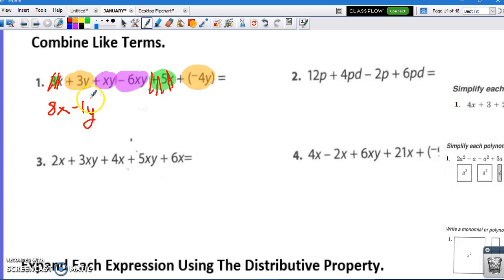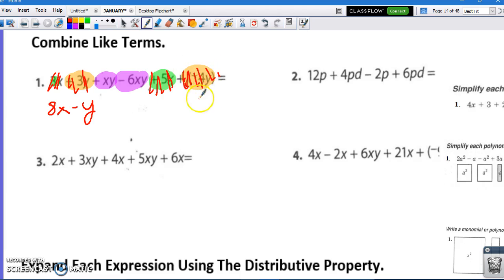Now remember, 1s tend to be invisible, right? If you show your 1, I'm okay with that, but you also don't necessarily have to show it. So if you had just done -y, I know that 1 is still there. So that means I took care of this, I took care of this. Don't worry about that plus sign that's right there.